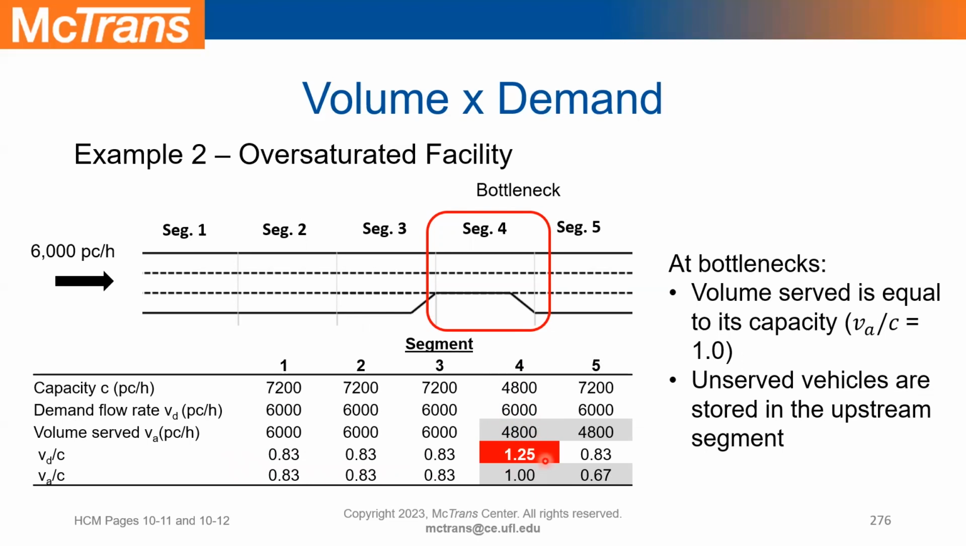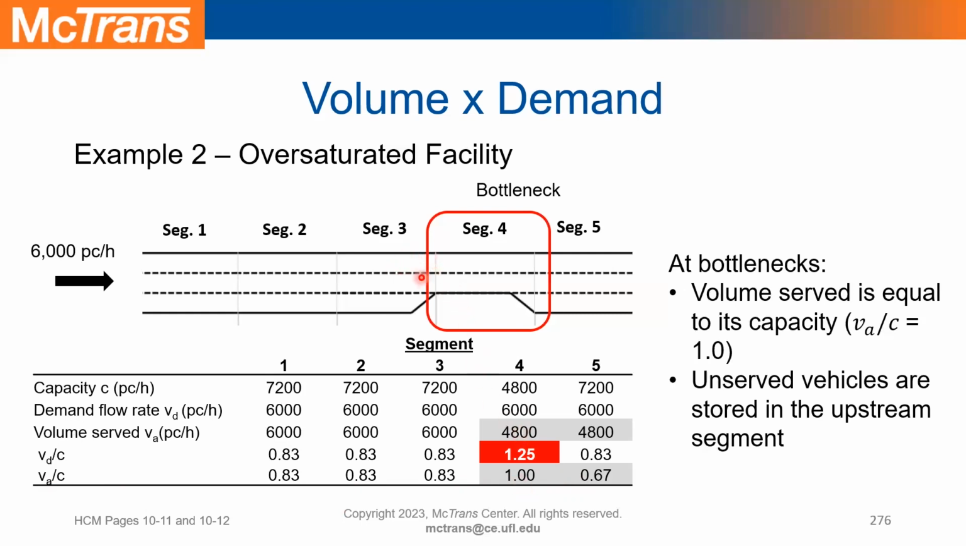It's more than 1. So whenever demand to capacity ratio in HCM is more than 1, that means that point is a bottleneck. That's how we identify a bottleneck. And then we look into volume served to capacity. That ratio is 1. That means that this bottleneck basically is metering the traffic. When a bottleneck meters the traffic, we call that an active bottleneck because it's actively metering the traffic. And all the queuing and congestion basically is going to happen upstream.